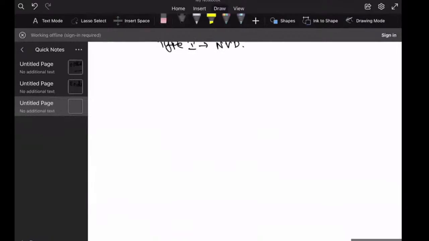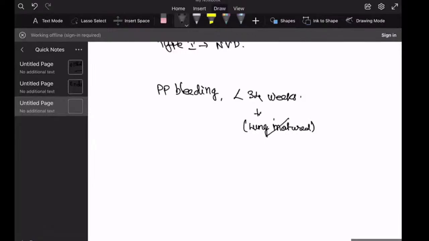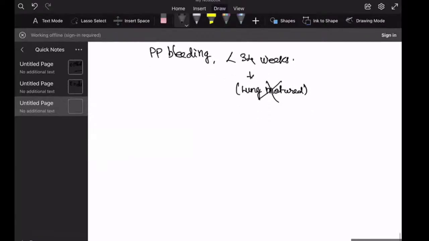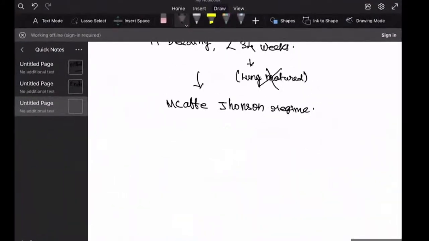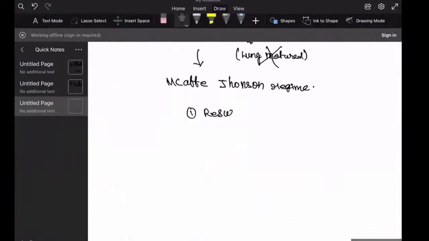Then if there is antepartum bleeding and the gestation is preterm, less than 34 weeks, the lungs of the baby are not matured. So in this case, we have the important regimen, the Macafee-Johnson regimen: resuscitation and steroids, resuscitation of the baby, steroids to the baby.